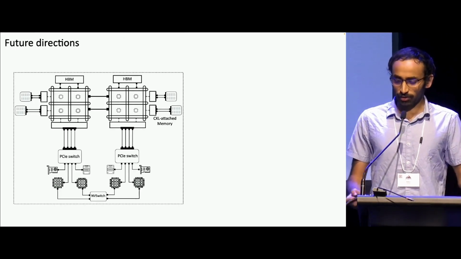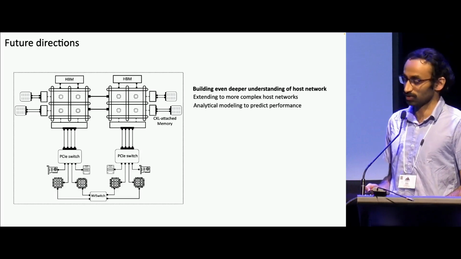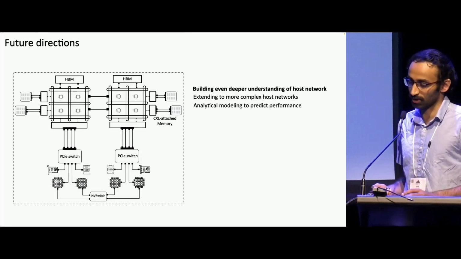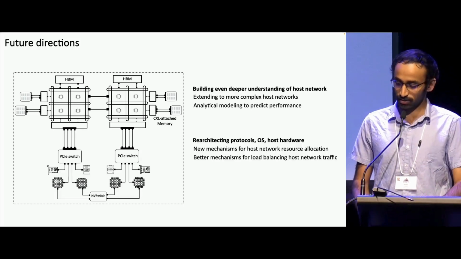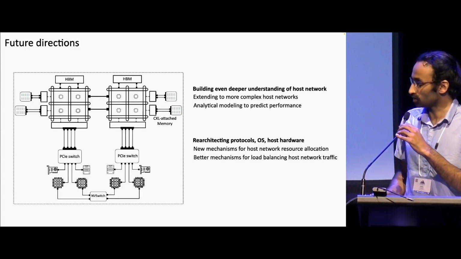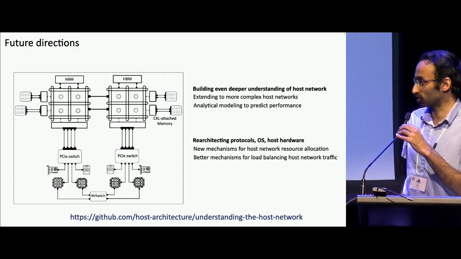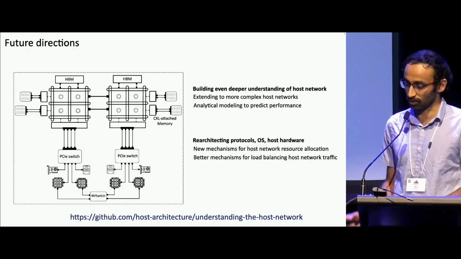So with that, I'd like to conclude. Our work points to several interesting future directions in terms of both building a better understanding of the host network, as well as rethinking the design of systems to better manage and alleviate host network contention. All of our code and measurement infrastructure is open source on GitHub, and we hope that this will promote future research in this area.